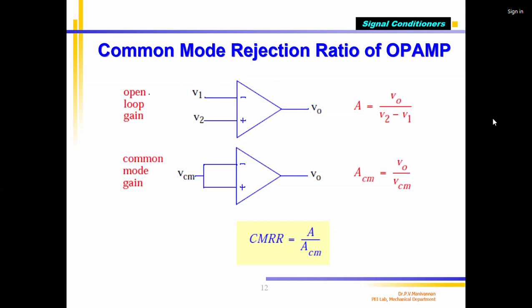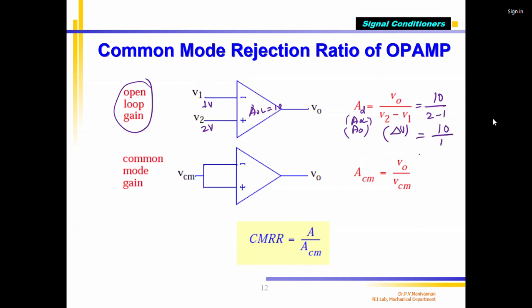Now we talked about open loop gain. Open loop gain means I am giving 1 volt here and 2 volts here, and this AOL equals 10. Now, AD, which is also called AOL or AO, these are different terminologies. I gave some two inputs; the difference is delta V, and I am getting some output, for example 10 volts. What is the difference voltage? 2 minus 1, that is 1, and 10 divided by 1 gives AD equal to 10. Since the output signal is the amplified difference of these two, this is called differential gain.